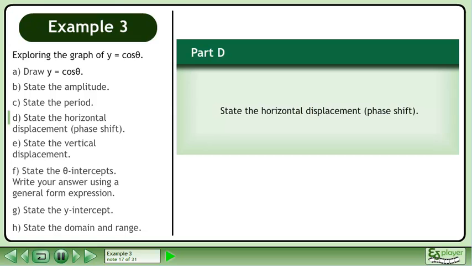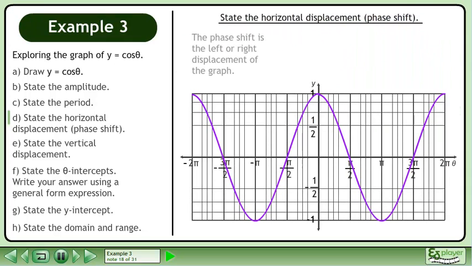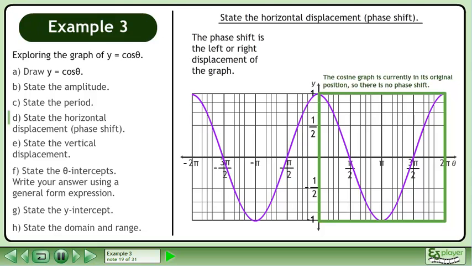In part D, state the horizontal displacement. The phase shift is the left or right displacement of the graph. The cosine graph is currently in its original position, so there is no phase shift.